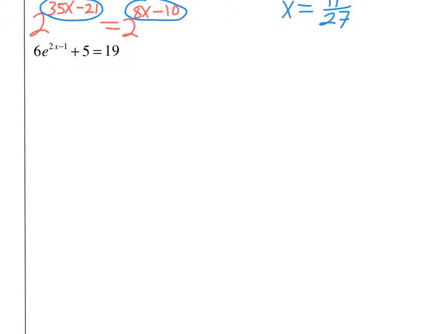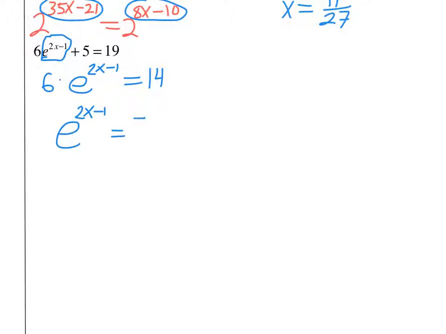For number 6, even just seeing that e there means to me I have to use logarithms. I could take this a step further and think that I don't have things in the same base. So in that case, the first thing we try to do is to get this exponential expression by itself. Subtract 5 from both sides, and I get 6 times e to the 2x minus 1 is equal to 14. Divide both sides by 6, and I get e to the 2x minus 1 is equal to 7 over 3. I'm going to convert this to log at this point.